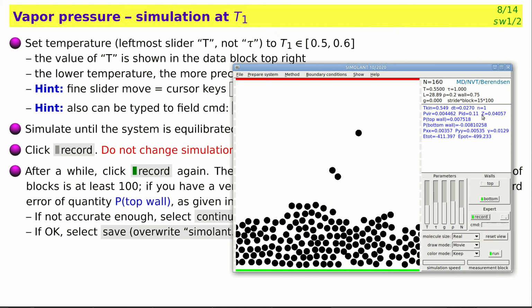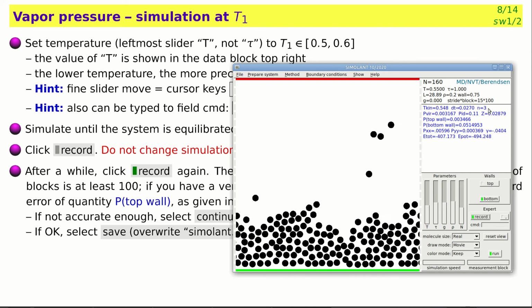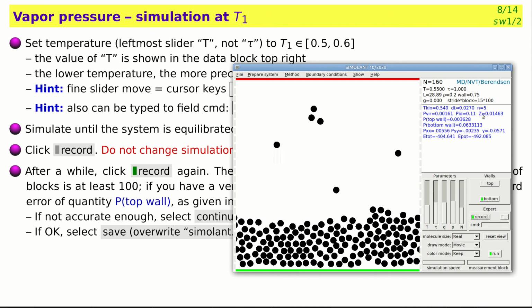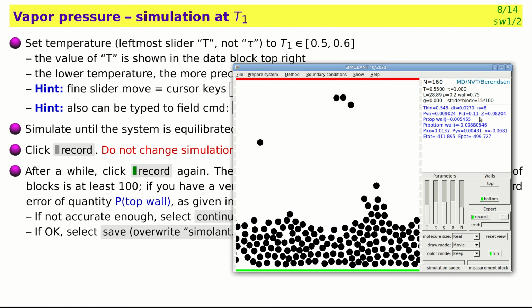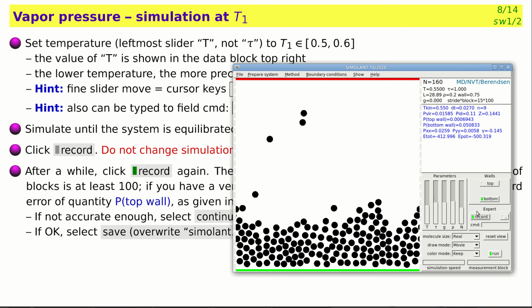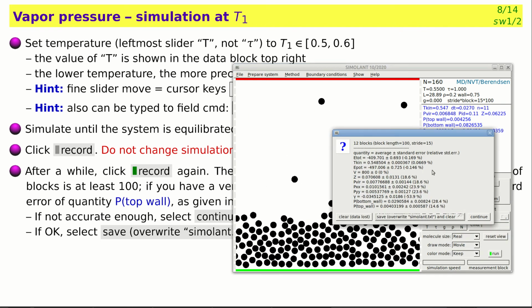So this is recording. You will see here numbers which correspond to the blocks that are calculated. If you accumulate 100 blocks, that's okay, and you will stop this. This is not 100 yet, but I'm not going to wait. And these quantities will be written to a file, and you will find it in this file and can analyze later.